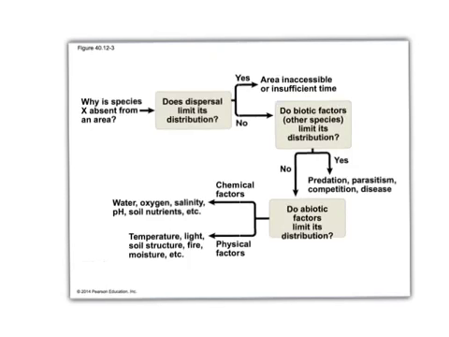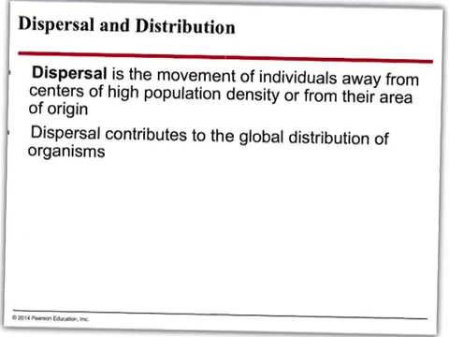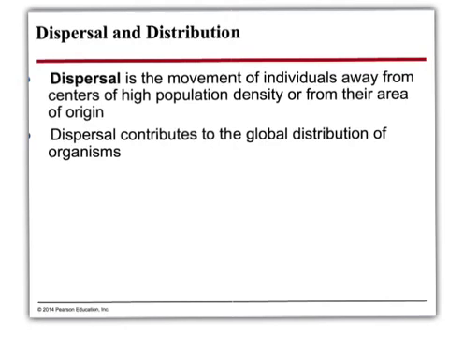And are those chemical factors or physical factors? Temperature, light, soil structure, fire, moisture, etc. Or chemical factors: water availability, oxygen, salinity, pH, soil nutrients, and so on. A lot of those will directly influence the plant life that's present in an area, which then will influence the animal life and other organisms that are present.